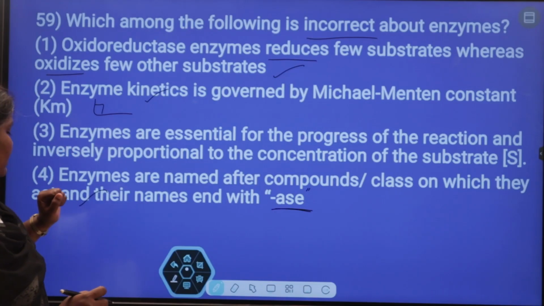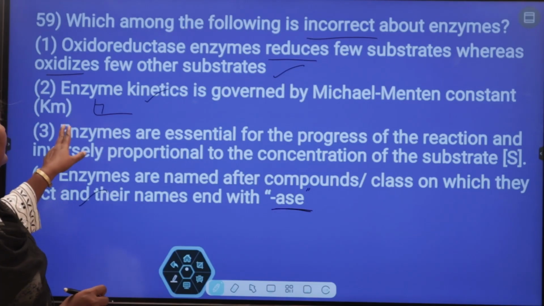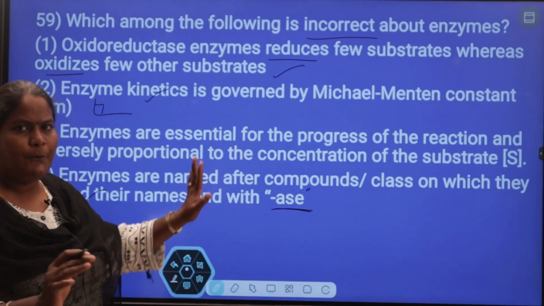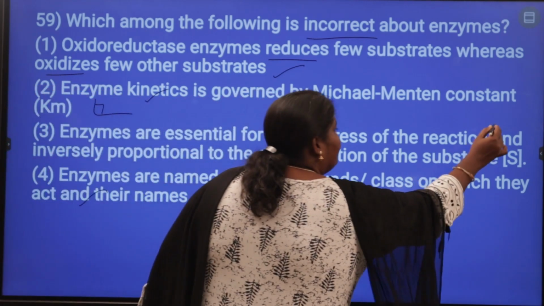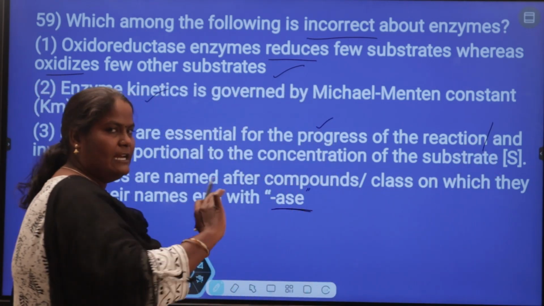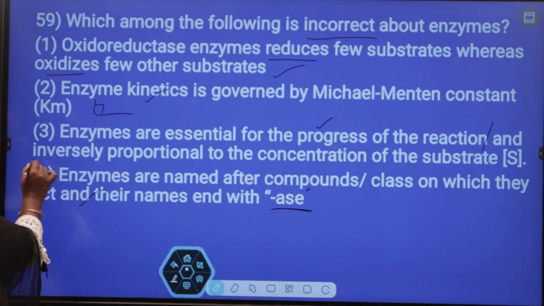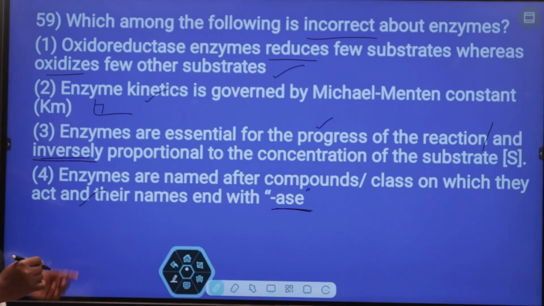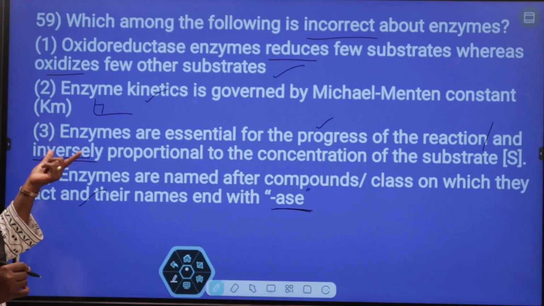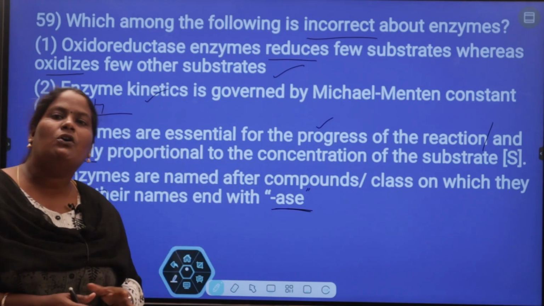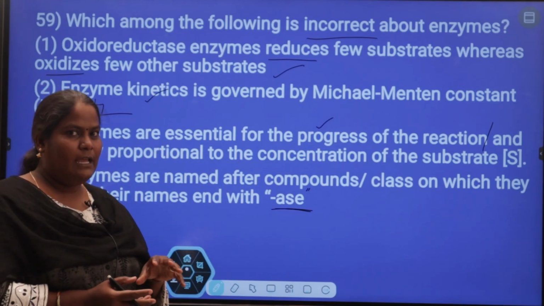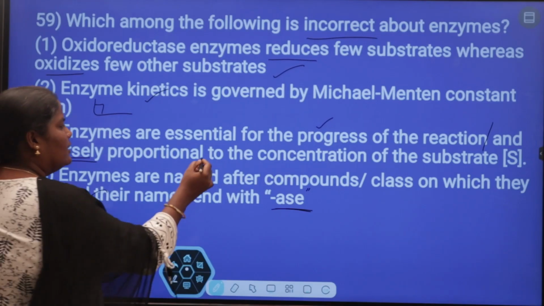Now let's move on to the third statement. The third statement represents enzymes are essential for the progress of the reaction. Yes, up to this the statement is right. The third statement is right, but "inversely proportional" is a wrong statement. The second half of the statement is wrong, and it is directly proportional to the concentration of the substrate. Okay, that's why the third statement is a wrong statement.